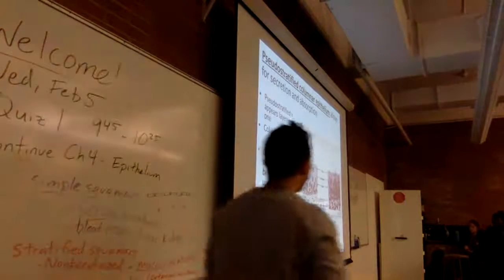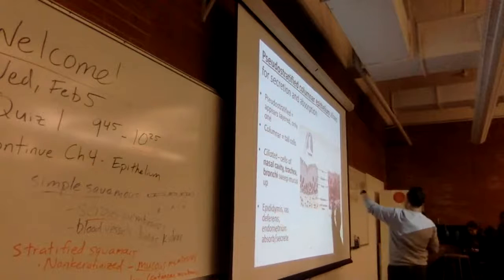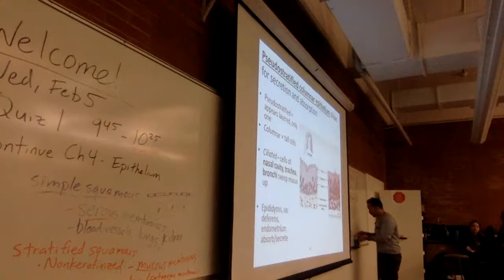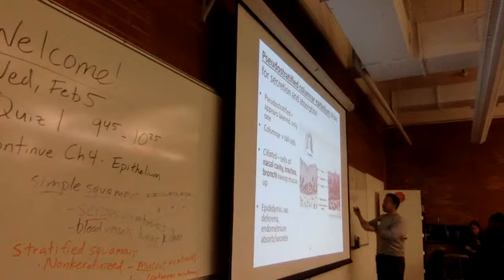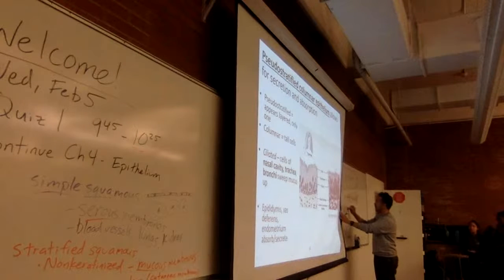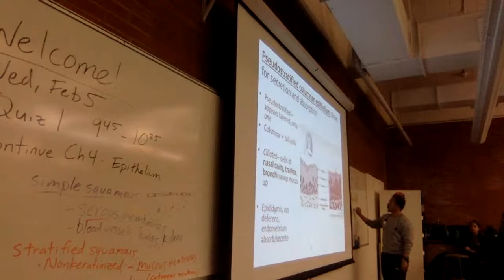All right, we've run out of... what's the word? We've got simple and stratified squamous, simple and stratified cuboidal, simple and stratified columnar. Now we're getting to the odd ones. This one is a fun name. It is called pseudo, the P is silent, pseudostratified columnar.